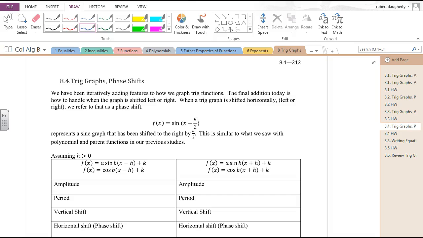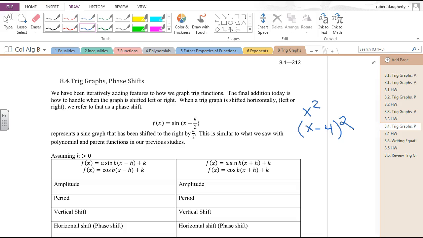So let's think back to what we did back when we were doing exponential graphs, back when we were doing parent functions. If you had something like this, x squared, what did the graph of that look like? That's the touchdown, okay? What was this? It was the same shape, but what happened to it?